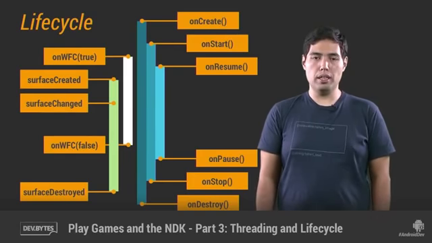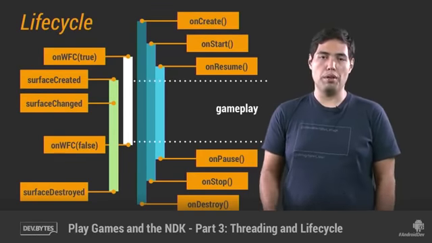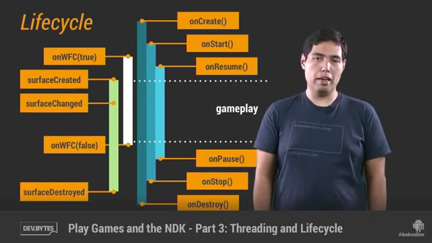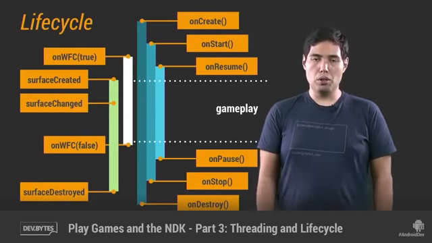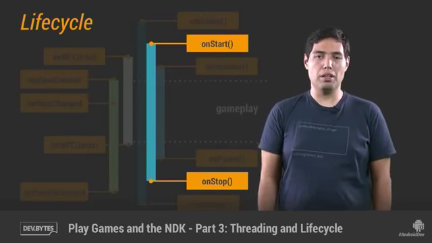So how does the Play Games API merge into this? This is where you have the gameplay, right? So how do you deal with the Play Games API lifecycle on top of that? Fortunately, the Play Games lifecycle is actually nested in the activity's lifecycle. So it's not actually as difficult as you might imagine.